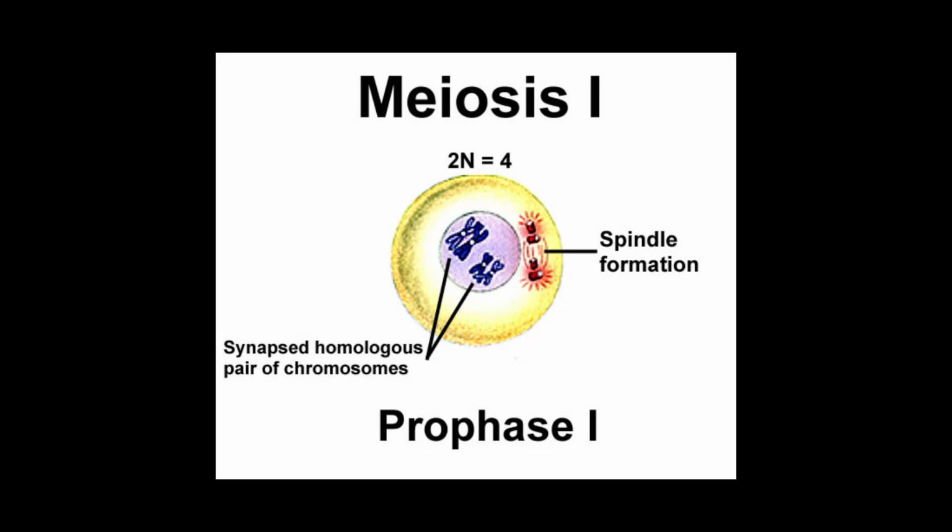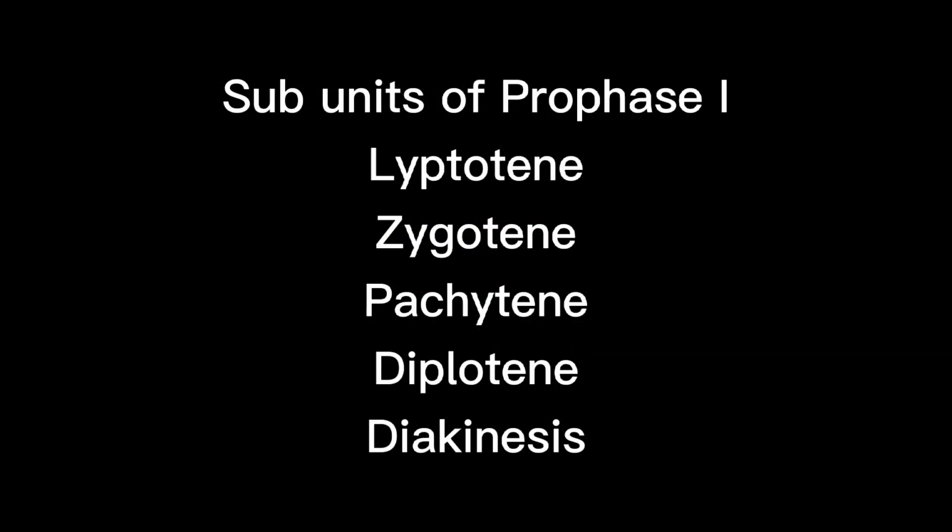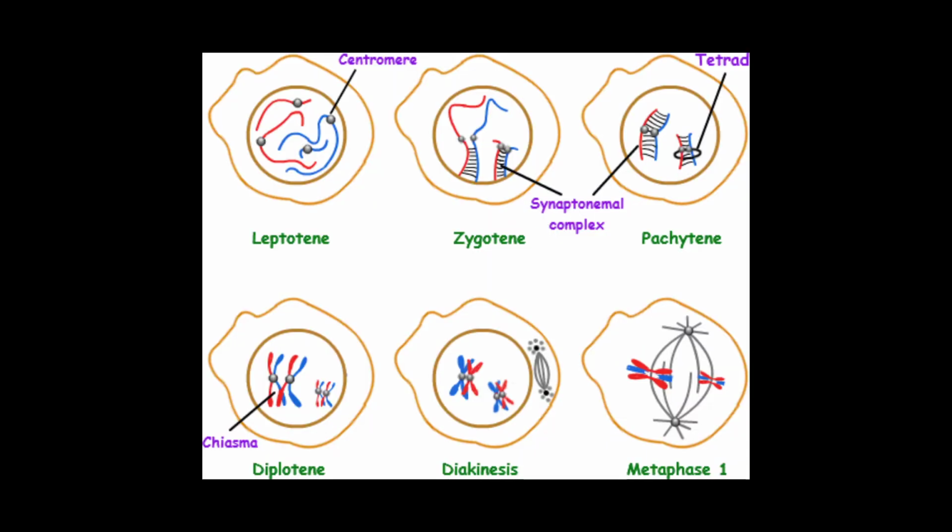And now let's proceed to prophase 1 of meiosis 1. In meiosis 1, the prophase is divided into subunits: leptotene, zygotene, pachytene, diplotene, and diakinesis. So now let's talk about it.